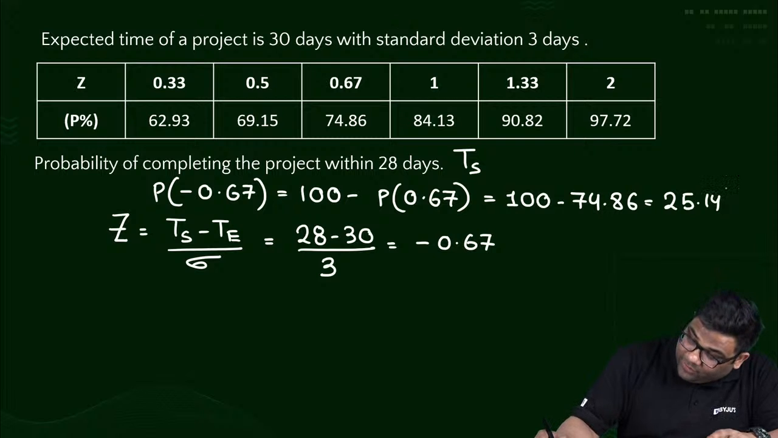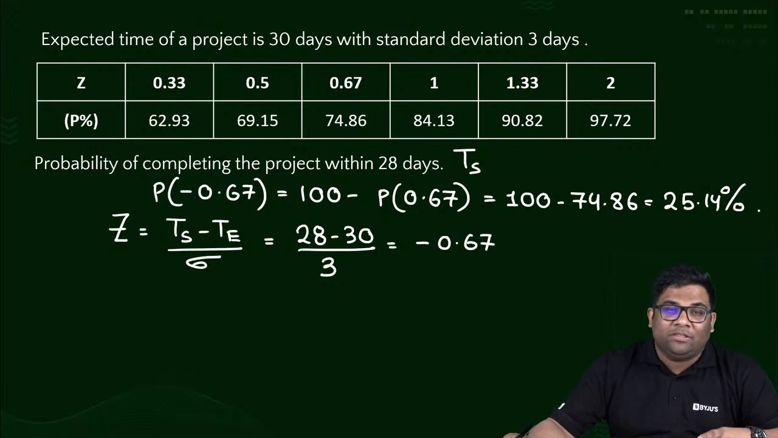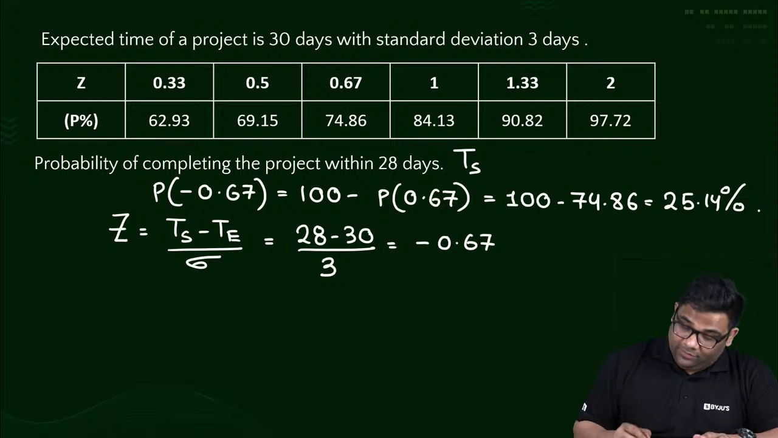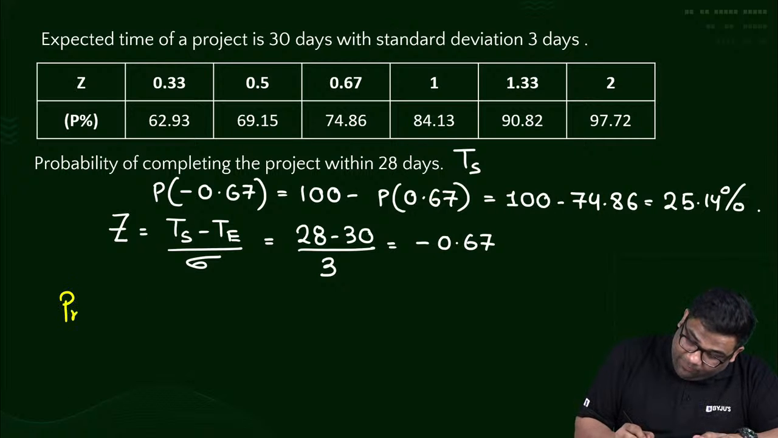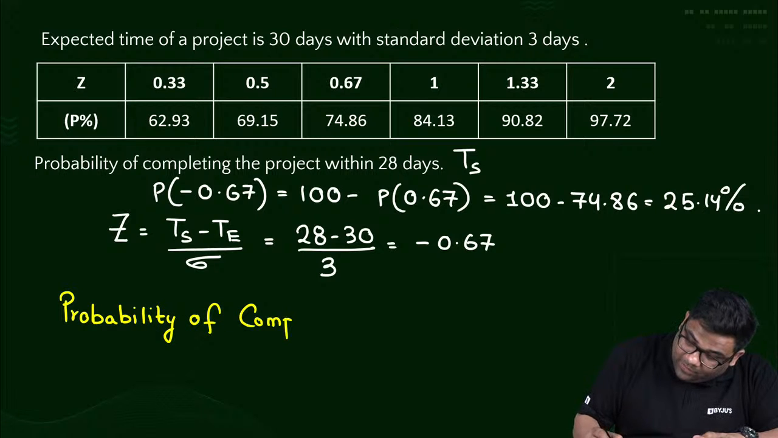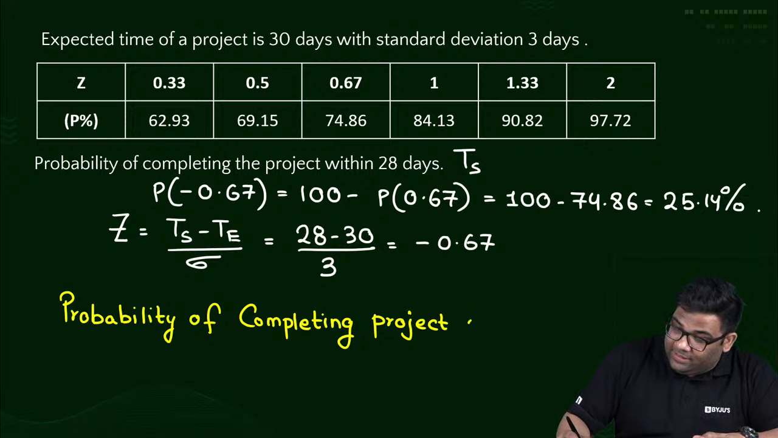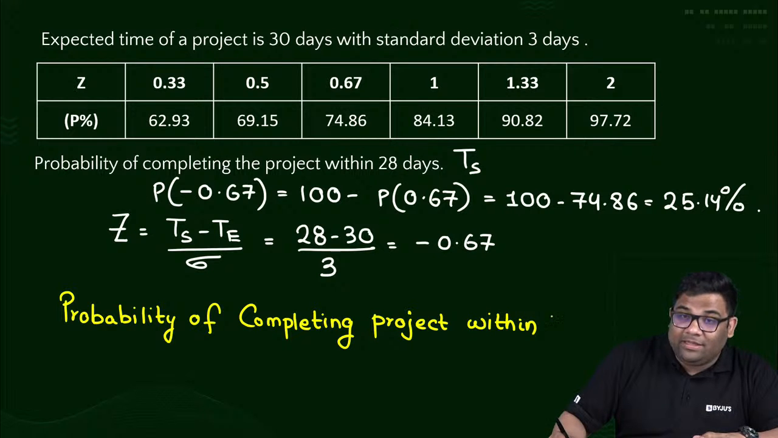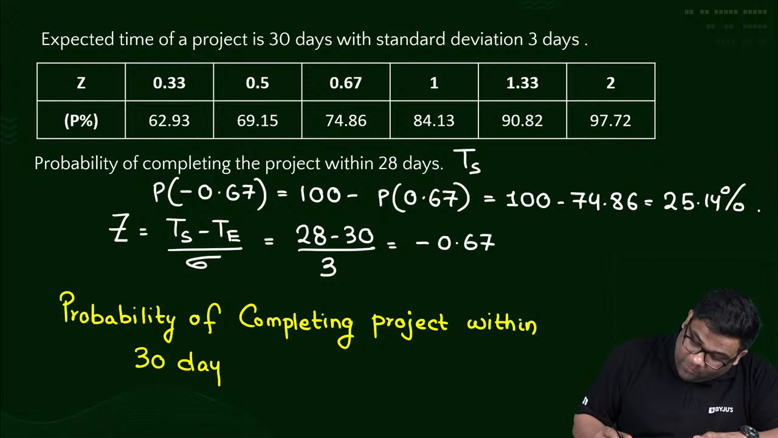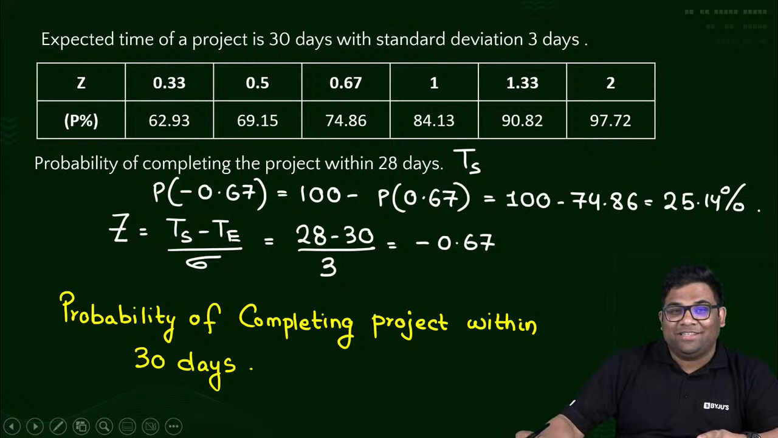You can see you can answer these questions very fast. If you have understood the concept now, you can answer these questions very fast. Very easy actually. Now tell me, what is the probability of completing the project within 30 days? What is the answer?